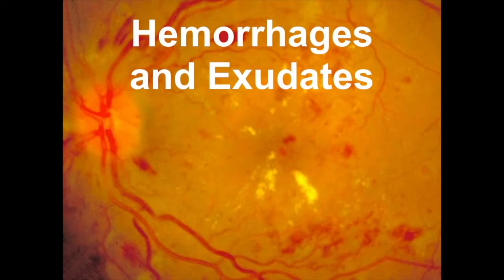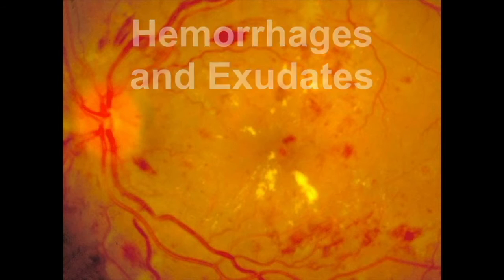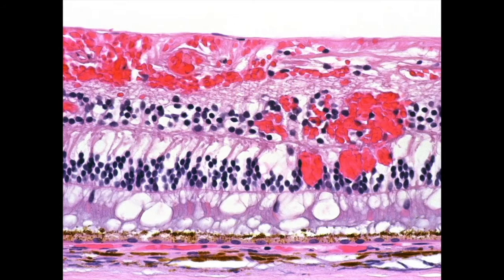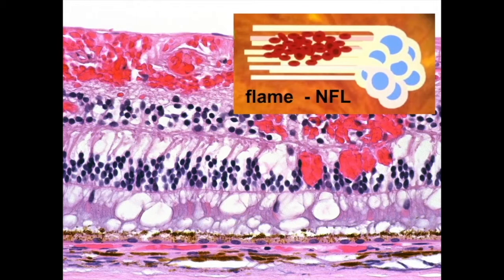Hemorrhages and exudates. The retinopathies that occur in different diseases are composed of combinations and permutations of 5 types of hemorrhage and 2 types of exudates. The shape of retinal hemorrhages is governed by the location of blood within the retina. Flames or splinter hemorrhages are located in the superficial layers of the retina within the nerve fiber layer. In this area, the erythrocytes track along the axons of the retinal ganglion cells.